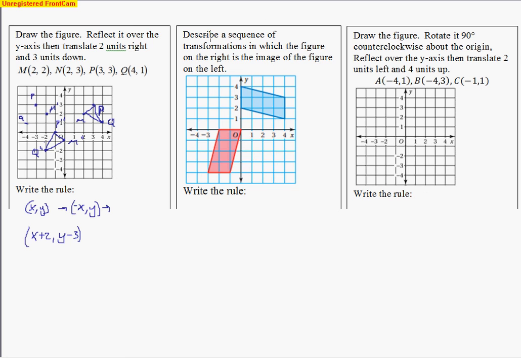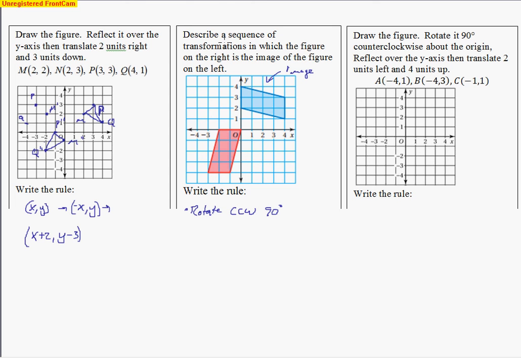So for this next one, describe the sequence of transformations. The figure on the right is the image. So this one right here is my image. That's the final product I'm trying to get. So I'm first going to start by rotating. I'm going to rotate this one counterclockwise 90 degrees. That'll be my first step.